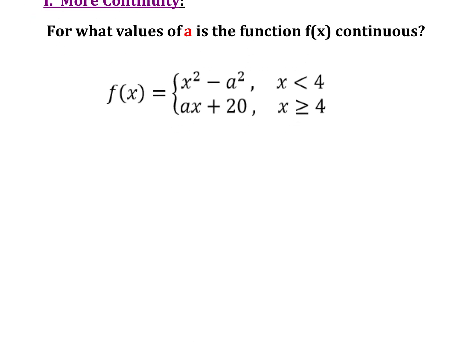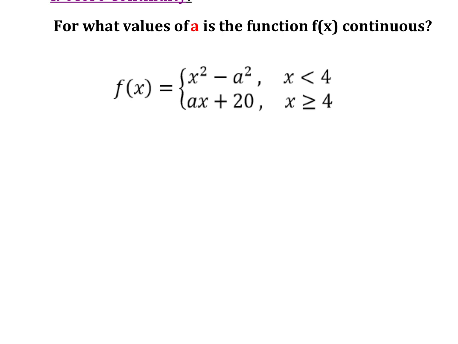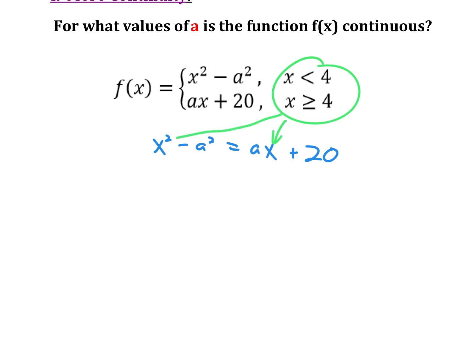Let's find values to make this thing continuous. Well, if this was continuous, I've got two polynomials. I want to make sure they match. So x squared minus a squared, I want to set that equal to ax plus 20, specifically when my x value is 4. So let's plug that in. 4 squared is 16, so 16 minus a squared equals 4a plus 20.